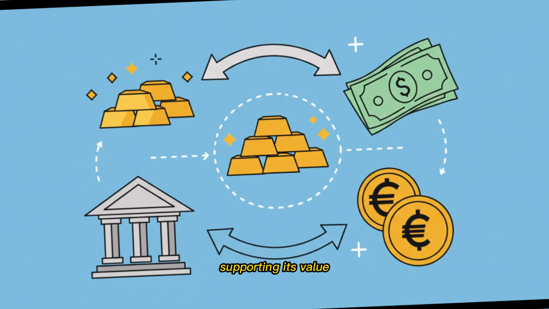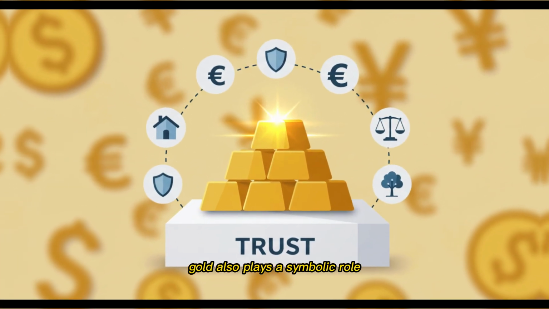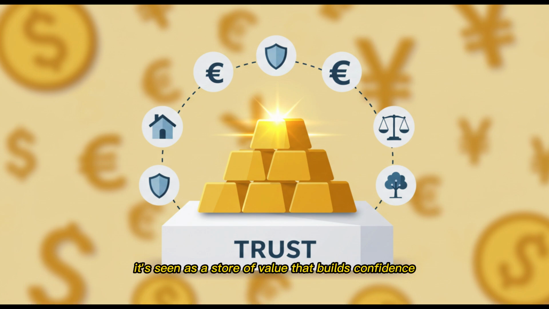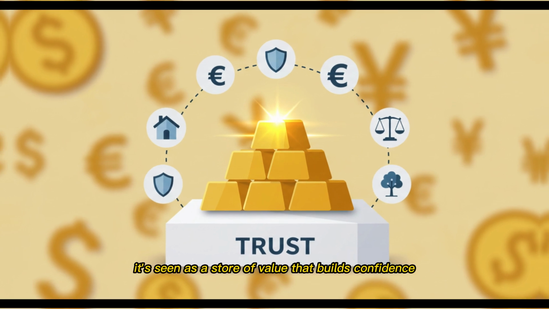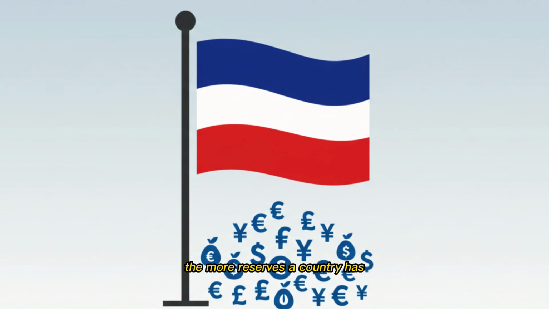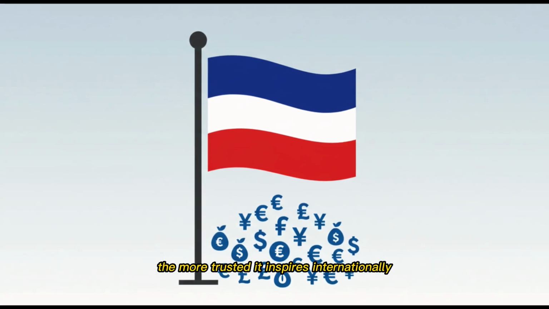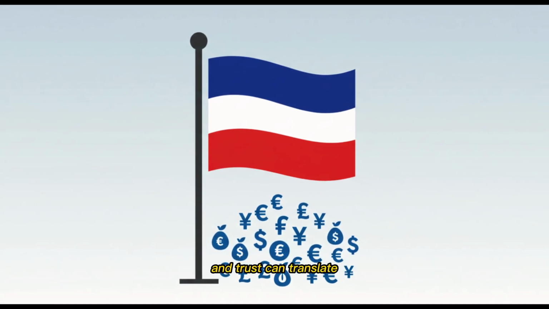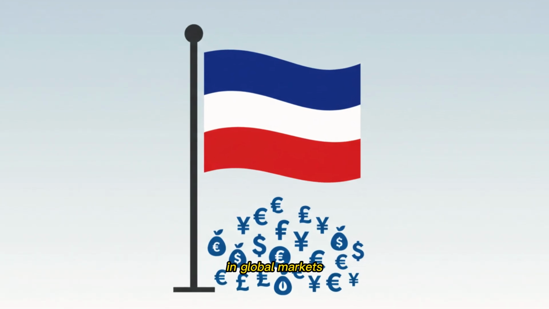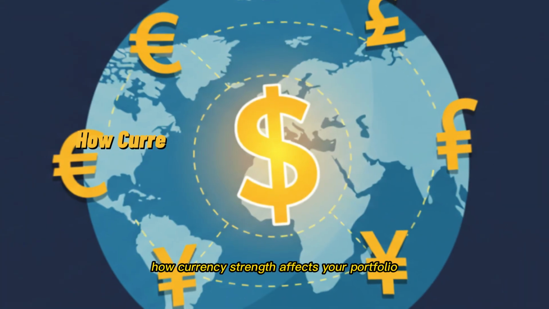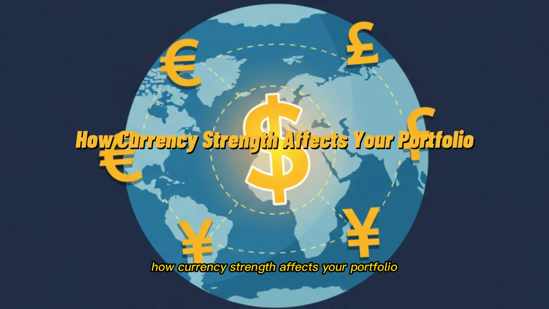money, supporting its value. Gold also plays a symbolic role. It's seen as a store of value that builds confidence. The more reserves a country has, the more trust it inspires internationally, and trust can translate directly into a stronger currency in global markets.